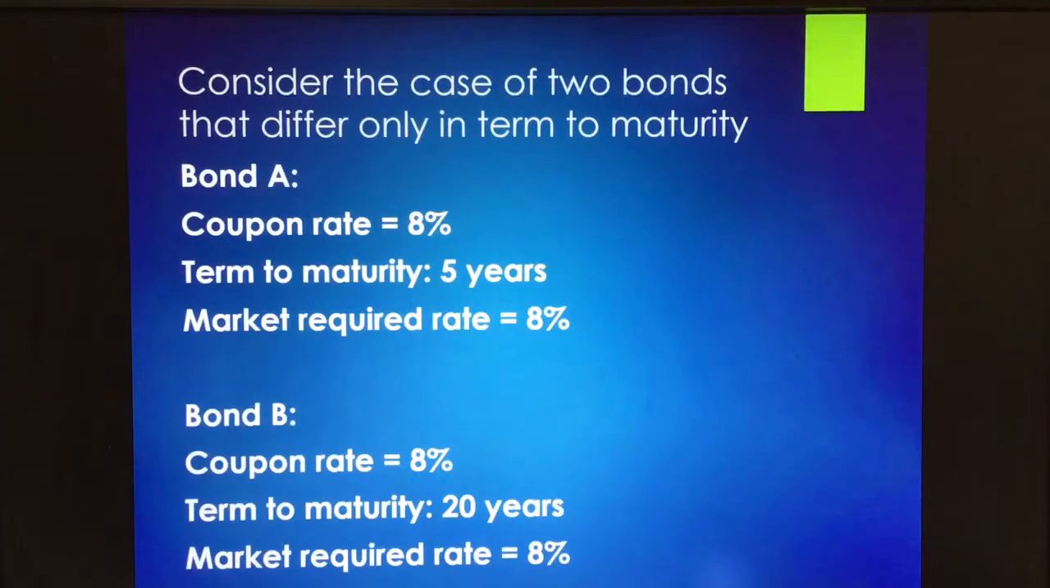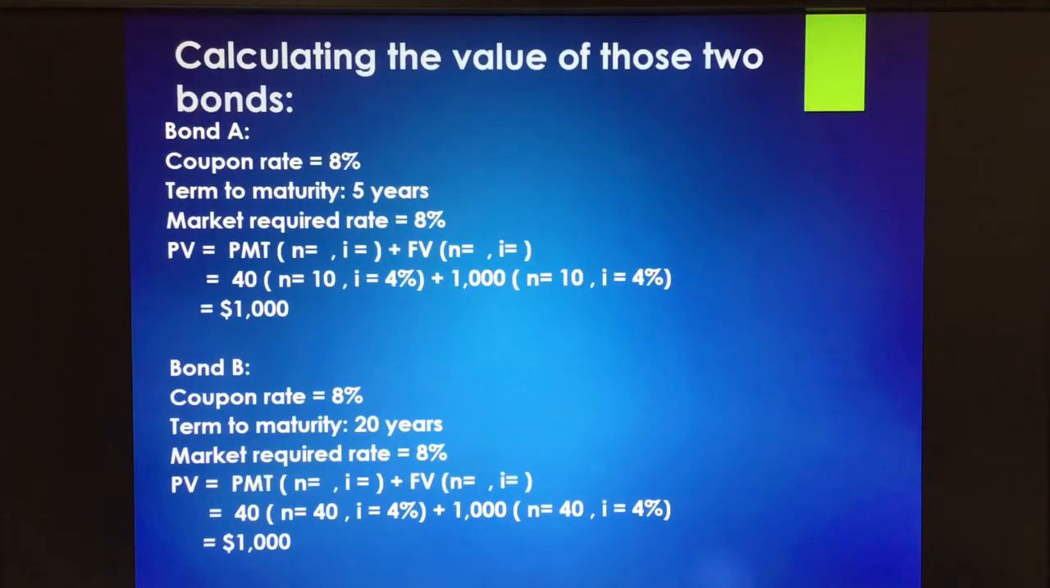Let's look at an example of how this can be demonstrated. Consider the case of two bonds, Bond A and Bond B, not their real names, that differ only in term to maturity. Notice they have an 8% coupon rate. The market's required rate on these bonds is exactly 8%. The first bond, bond A, matures in 5 years, whereas bond B matures in 20 years. Keep in mind that means that bond A will make 10 semi-annual interest payments, bond B 40 semi-annual interest payments. Well, let's see how we value these.